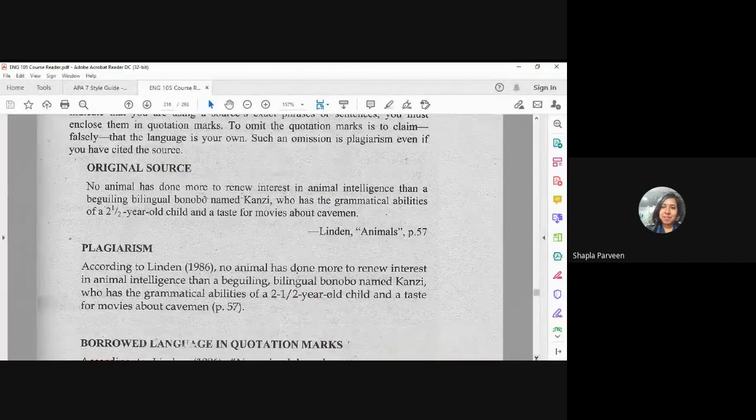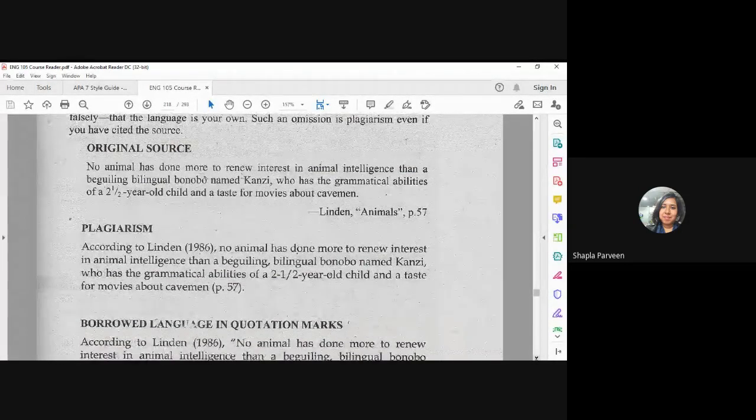Now, the second one is the plagiarized one. So let's see what's wrong with it. According to Linden, 1986, so its publication year is 1986, no animal has done more to renew interest in animal intelligence than a beguiling bilingual bonobo named Kanzi, who has the grammatical abilities of a 2.5-year-old child and a taste for movies about cavemen. And then the page number is given, page 57. Now the author's name has been given, year of publication has been given, page number has been given. So why is this a plagiarized version? Why is this plagiarized?